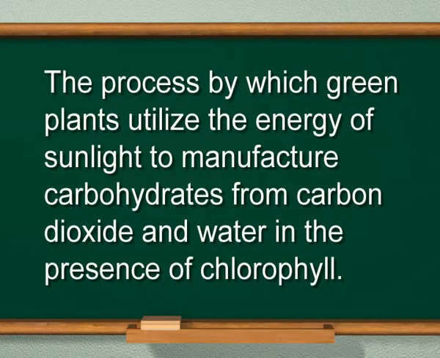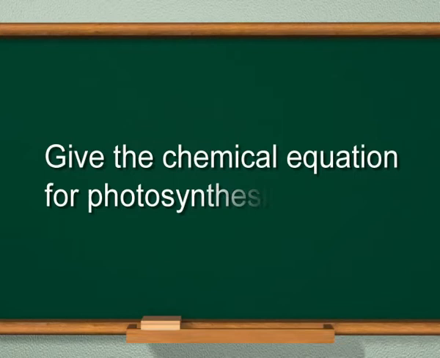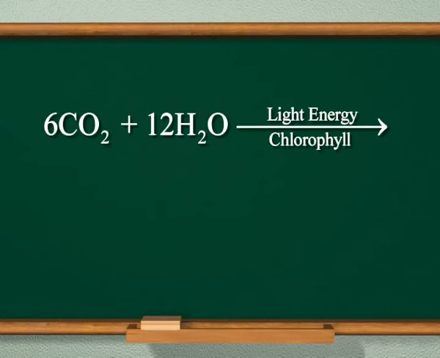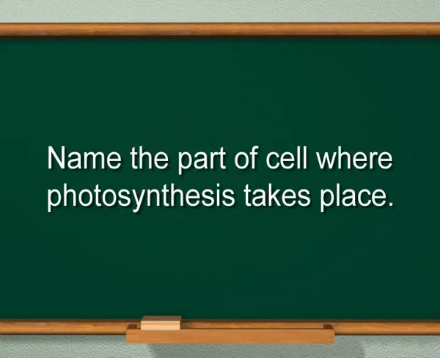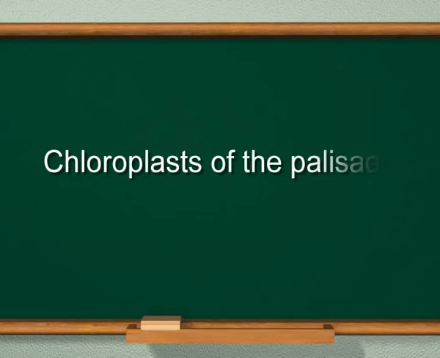The next question is, give the chemical equation for photosynthesis. And the answer is, carbon dioxide and water combine in the presence of chlorophyll and sunlight to produce carbohydrates, water and oxygen. The simplified equation used to represent the process of photosynthesis is shown here. The next question is, name the part of the cell where photosynthesis takes place. The answer is, photosynthesis takes place in the chloroplasts of the palisade cells of the leaves.